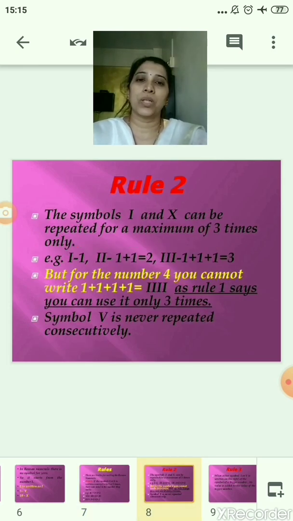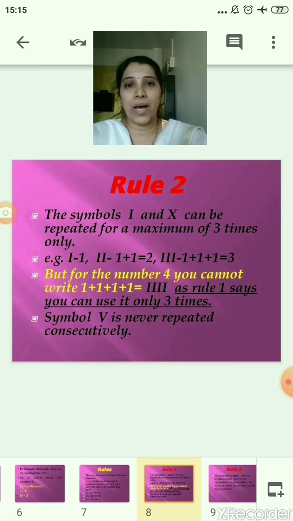Let us go now to rule number 2. What does rule number 2 say? It says that the symbols I and X can be repeated for a maximum of 3 times only. Not more than 3 times can you use these two symbols. For example, the symbol I is for 1. Then for 2, you write 1 plus 1 is equal to 2, so 2 times capital I. Then for 3, it is 1 plus 1 plus 1 is equal to 3, so 3 times I you will write.